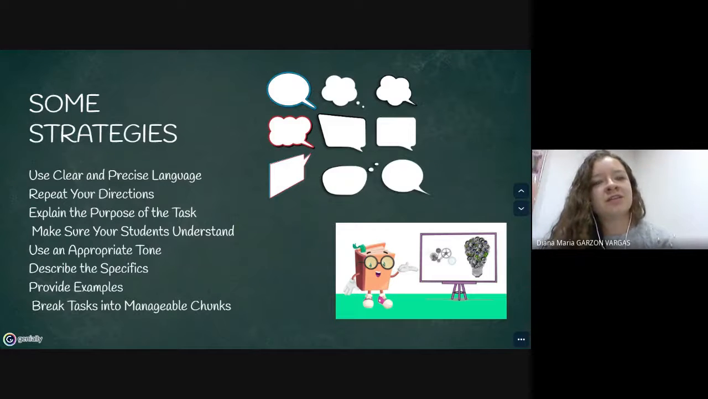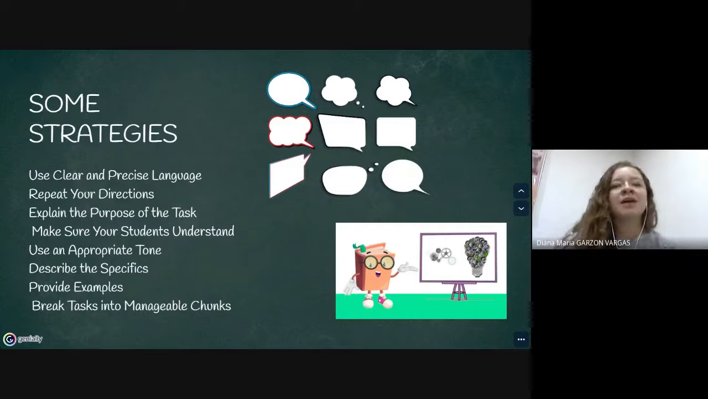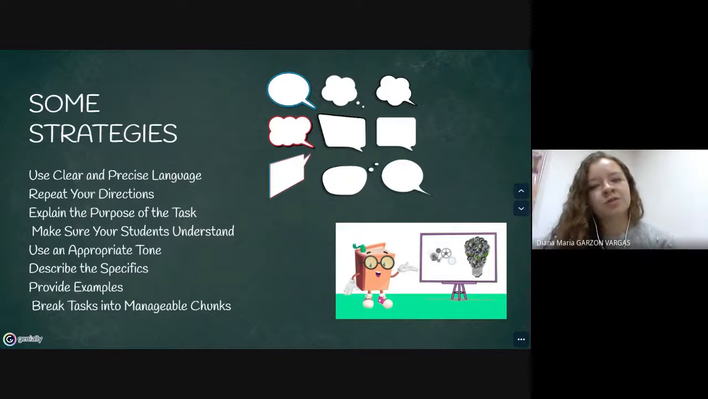Also, I think it's so important to keep in mind the level of our students, so that you can give the instruction appropriately, because if you are going to use advanced language with students with, I don't know, an A1 level, it's going to be so difficult for them to understand what you want as a result of your class.